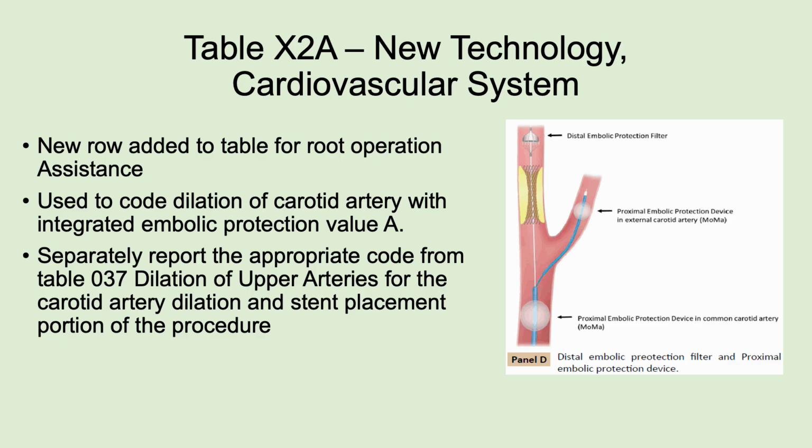Separately report the appropriate code from table 037, dilation upper arteries for carotid artery dilation and stent placement. So you have one code from table 037 plus you have this code for X2A if you're doing this kind of filtration.